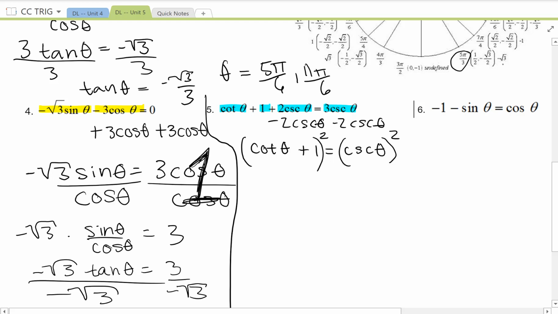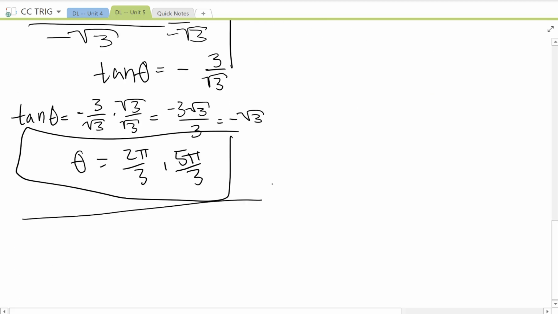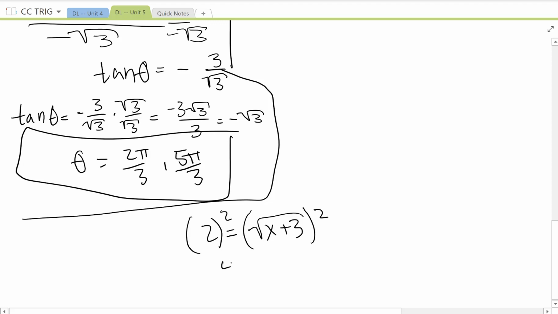We squared both sides when we solved radical equations in Algebra 2. So as a little bit of a review, remember if you had something like 2 is equal to square root x plus 3, you would square both sides and then solve from there.